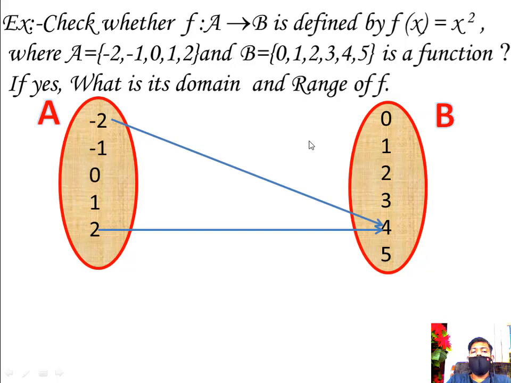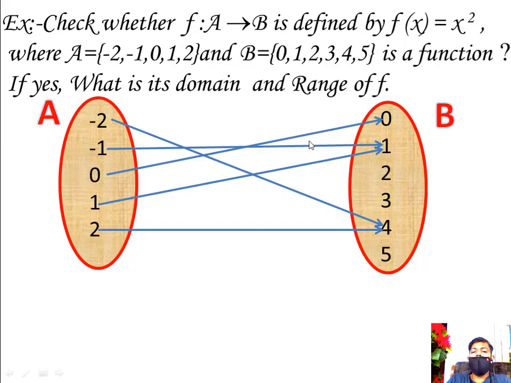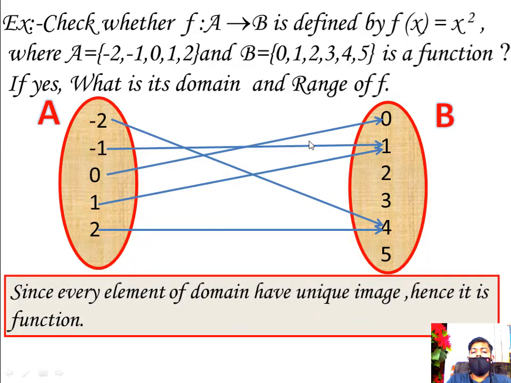And similarly, if you put x equal to minus 1, then f of minus 1 is equal to minus 1 all square, that is plus 1. And if you put x equal to 1, then f of 1 is equal to 1 square, that is again equal to plus 1. Therefore, the image of minus 1 and plus 1 is plus 1. And what about the image of 0? f of 0 is equal to 0 square, that is equal to 0. Therefore, the image of 0 is 0. Since every element of the domain has a unique image, hence it is a function.